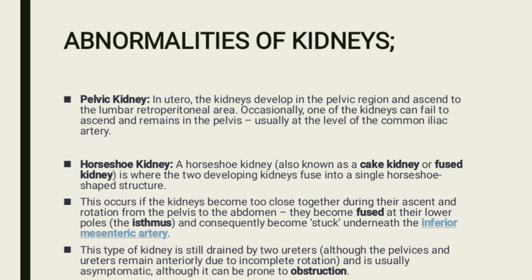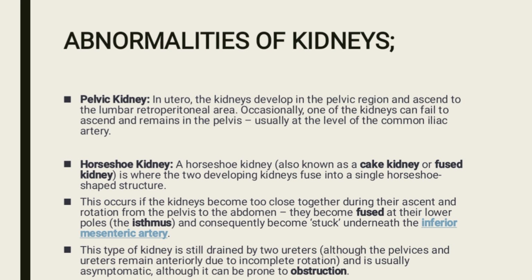Abnormalities of the kidneys. Whenever we encounter the normal structures of the kidneys, we should also keep in mind the various abnormalities of the kidneys by birth. So there is first of all pelvic kidney. In utero, the kidneys develop in the pelvic region and ascend to the lumbar retroperitoneal area. Occasionally one of the kidneys can fail to ascend and remain in the pelvis, usually at the level of the common iliac artery. Second is horseshoe kidney.